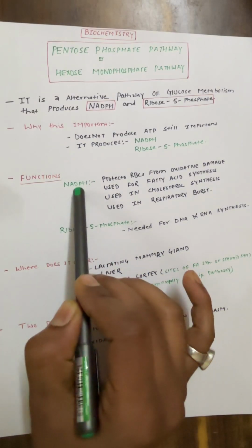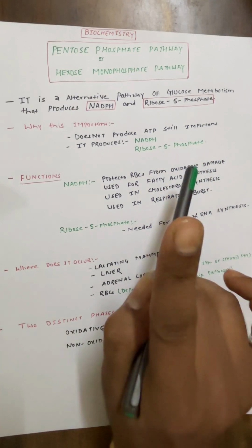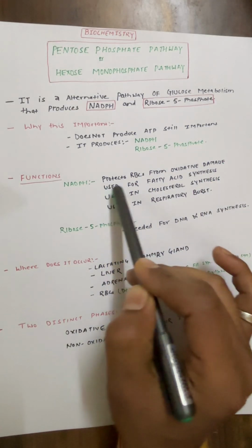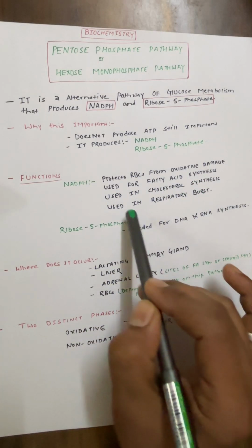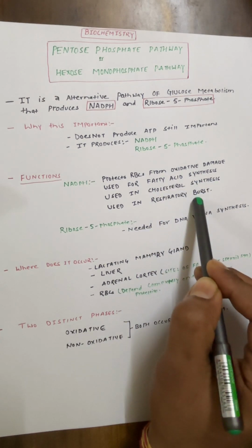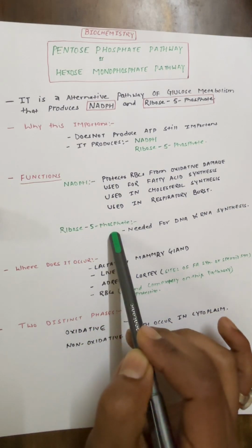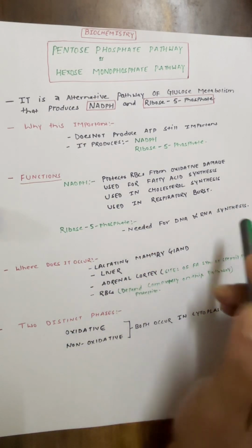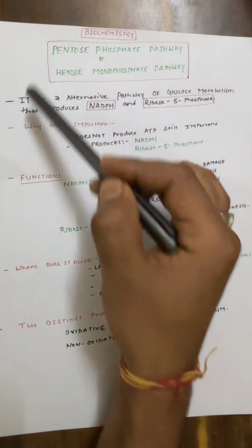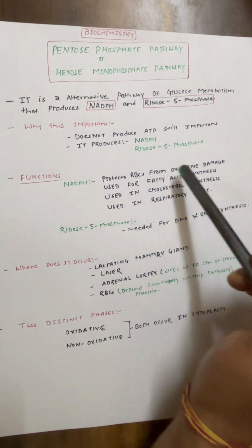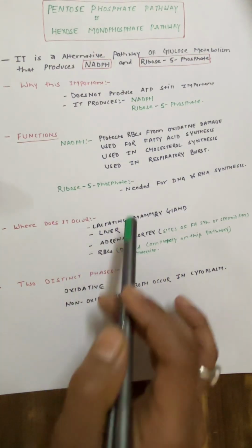While talking about the function of NADPH, first, NADPH protects RBCs from oxidative damage. Then it is also used for fatty acid synthesis, in cholesterol synthesis, and in the respiratory burst. Now, ribose 5-phosphate is very important for synthesis of DNA and RNA. That's why even though this pathway doesn't produce ATP, it is still important. Now, where does this occur?